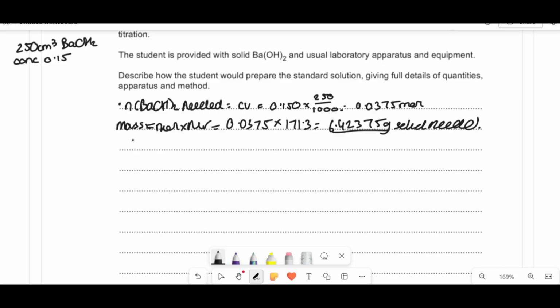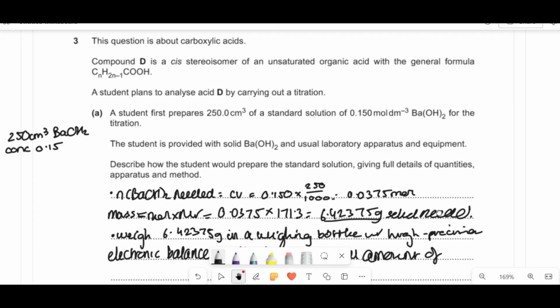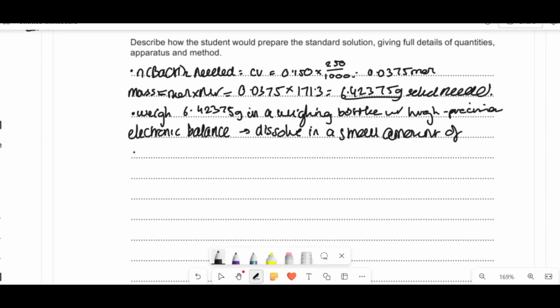So what you would do is weigh this 6.42375 grams in a weighing bottle with a high precision electronic balance. And then you don't have to weigh the bottle and then reweigh it after. What you could just do is dissolve it in that, wash it out, and transfer the washings into a volumetric flask as well. That way you're not losing anything. So we dissolve it in a small amount of, just double check they're not using any acid or anything here. So it's just a small amount of water.